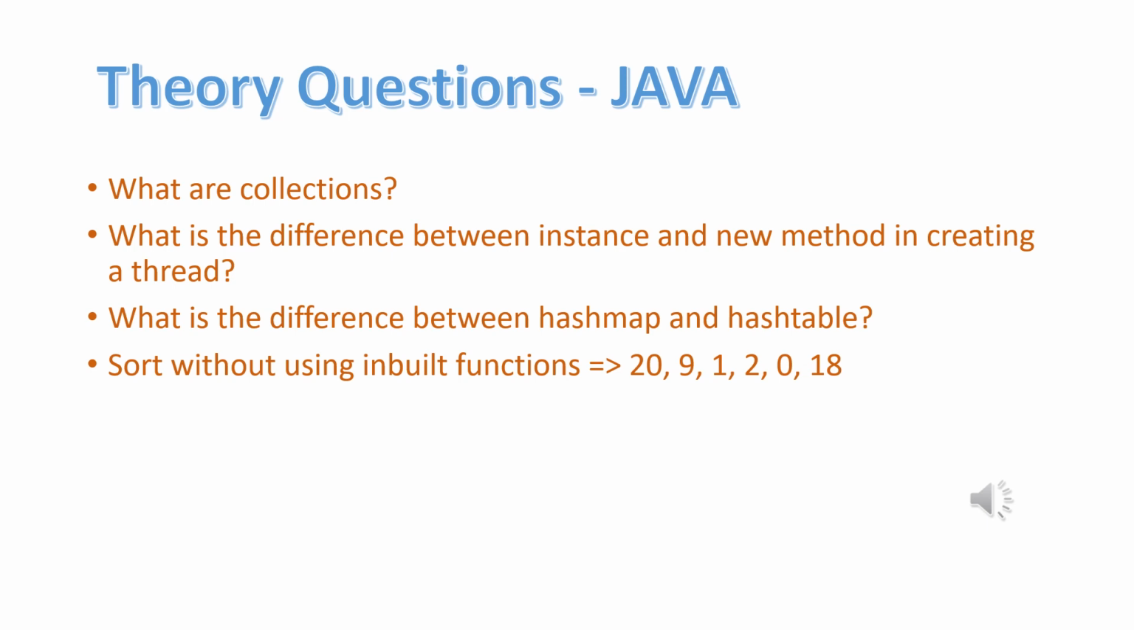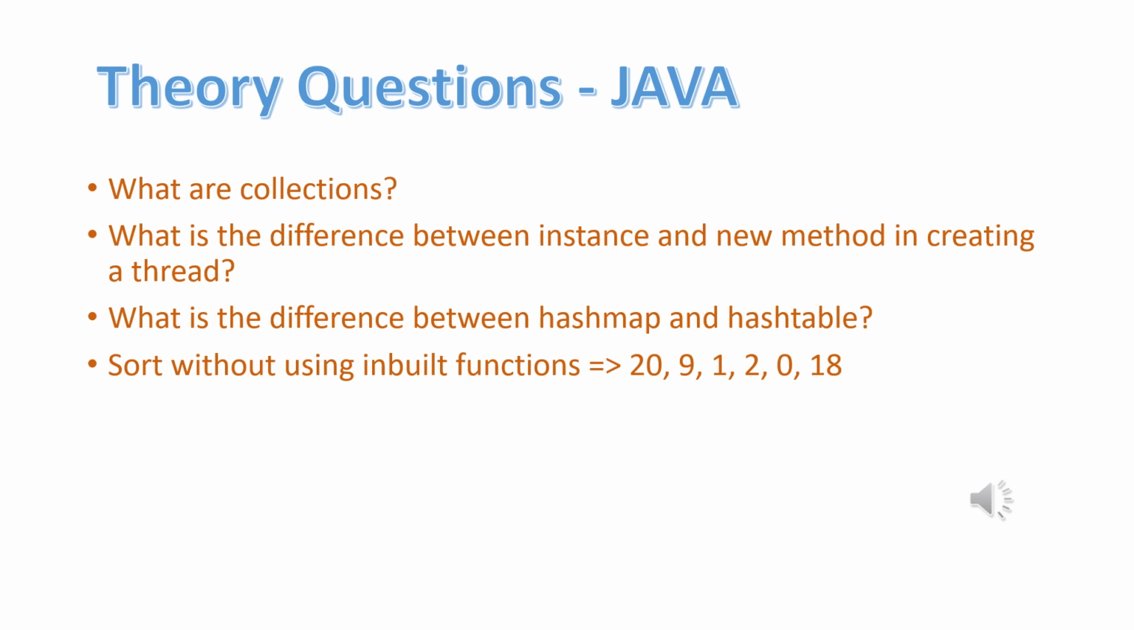I answered those questions. The second question is what is the difference between instance and new method in creating a thread. I said instance means it is using the Runnable interface, that is what they call an instance. When we implement the Runnable interface, we can only call the run method, and it will work like a thread. And if you are using new, we can take the full collection of the Thread class and use all the thread features. I explained it like that.